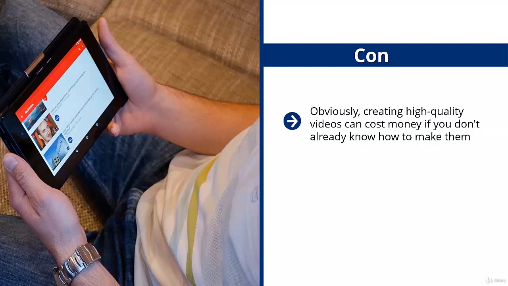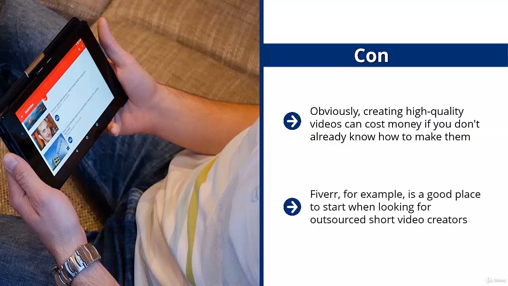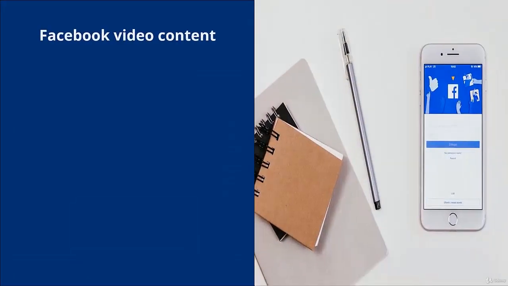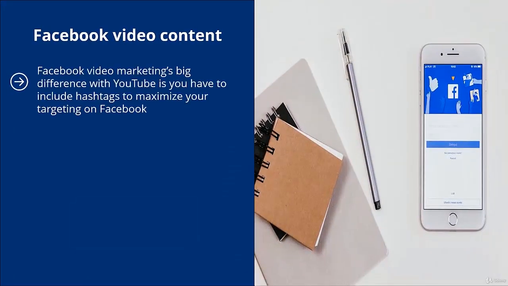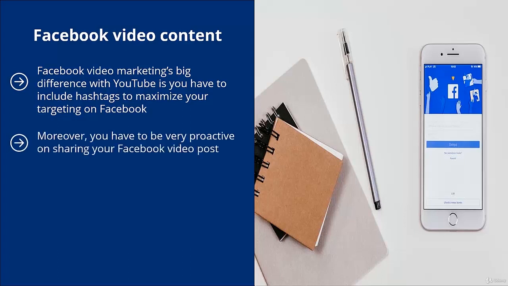Thankfully, there are many places on the internet where you can outsource this type of work at affordable rates. Fiverr, for example, is a good place to start when looking for outsourced short video creators. Facebook video content. Facebook video marketing's big difference with YouTube is you have to include hashtags to maximize your targeting on Facebook. Moreover, you have to be very proactive on sharing your Facebook video post. Share on your page, your personal wall, and share those links to your Facebook page video post to niche-focused Facebook groups. Of course, the more groups you've joined, the more places you can share your Facebook video links.